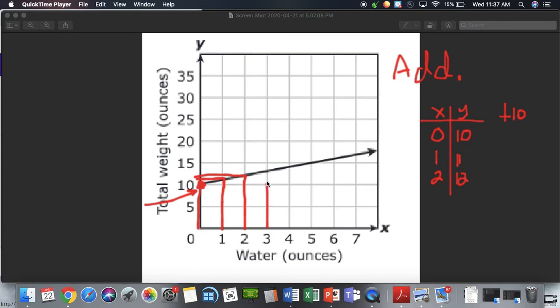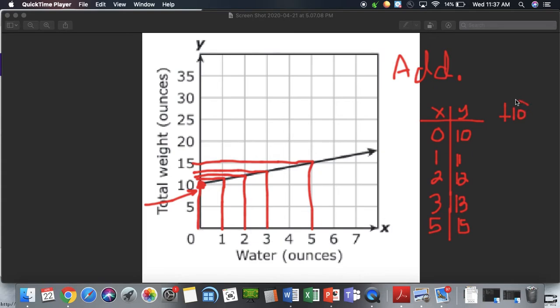And we can check 3. Okay, 3 there. It looks like 13. What's 3 plus 10? Yeah, it's 13. I'm going to skip 4 and skip to 5, because notice how 5 does land on a line. So if I start at 5 and then go this way, yes, it lines up right with 15. So 5, 15. What's 5 plus 10? 15.